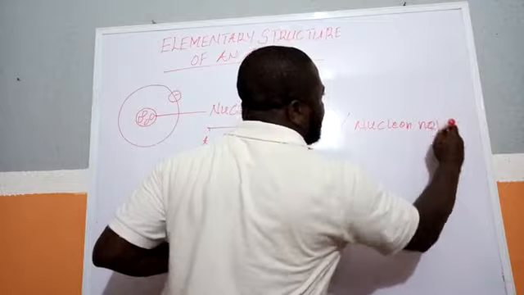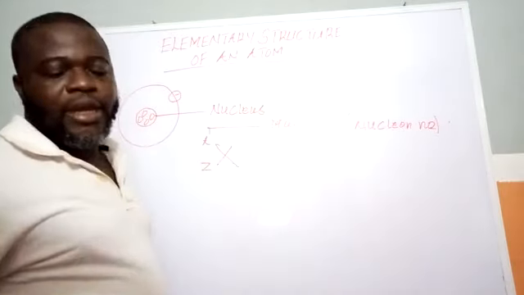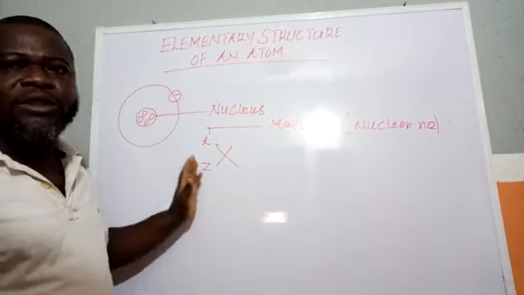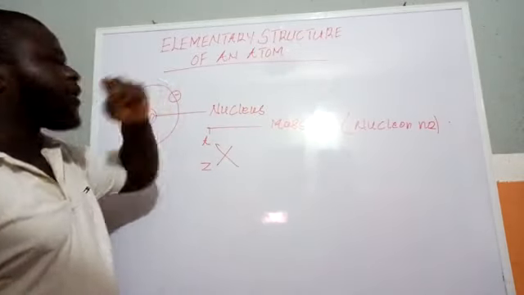It's also known as nucleon number. Do you get that? So let's move on. Let's now give the meaning of mass number and atomic number.